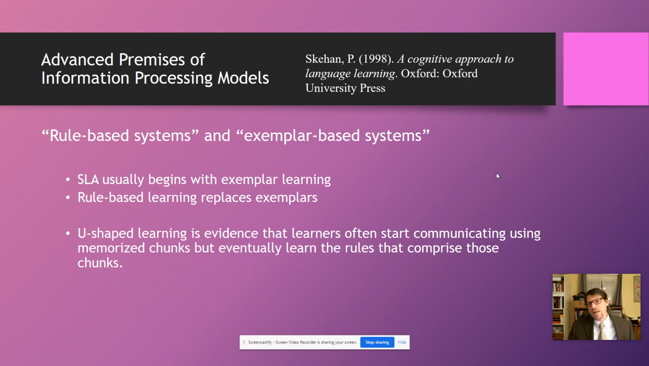Also important would be Skehan's idea of rule-based systems versus exemplar-based systems. Skehan believed that second language acquisition usually begins with exemplar learning. So the learner starts off learning memorized chunks, phrases, expressions like, hello, how are you? Fine, thank you, and you. And then they don't really learn that grammar. So when you learn how are you, you're not really learning how to form how questions. You're not learning how to conjugate the be verb, to make it are and is. You're not learning pronouns like you and I and we. You're just learning this unanalyzed chunk, a memorized phrase.